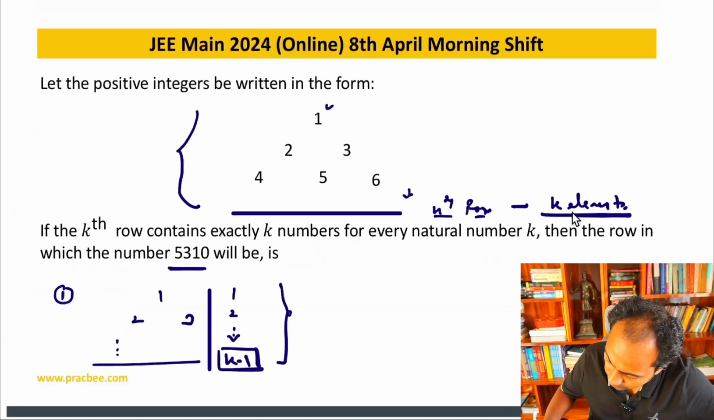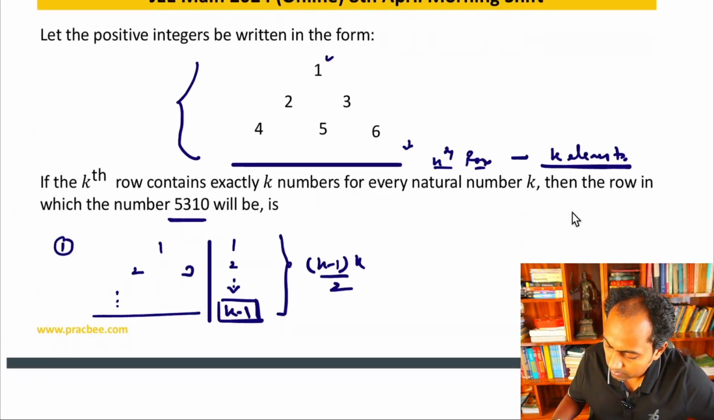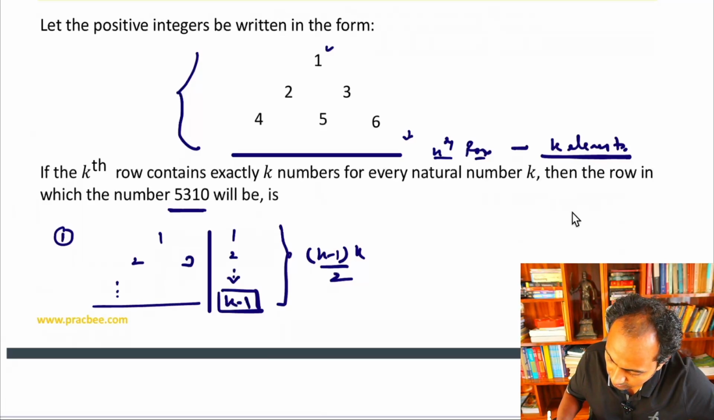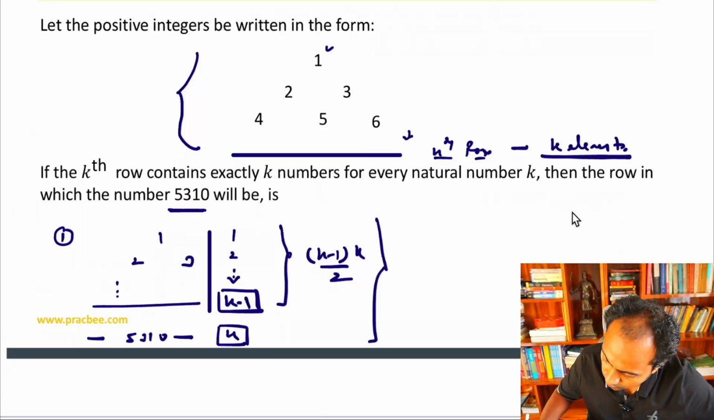So the answer will become k minus 1 into k by 2, the sum of n natural numbers formula we have applied. Now what we are saying is, this 5310 lies in the kth row. So here the kth row will come. So till here, if I want to find the sum of the numbers, it is going to be k into k plus 1 by 2.